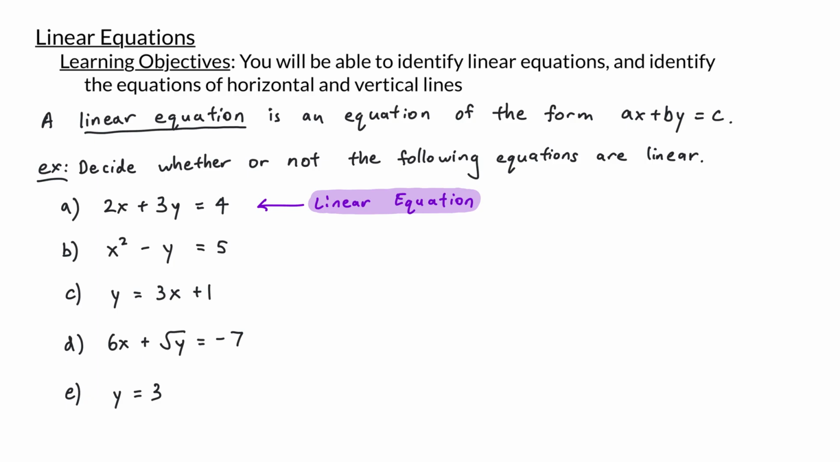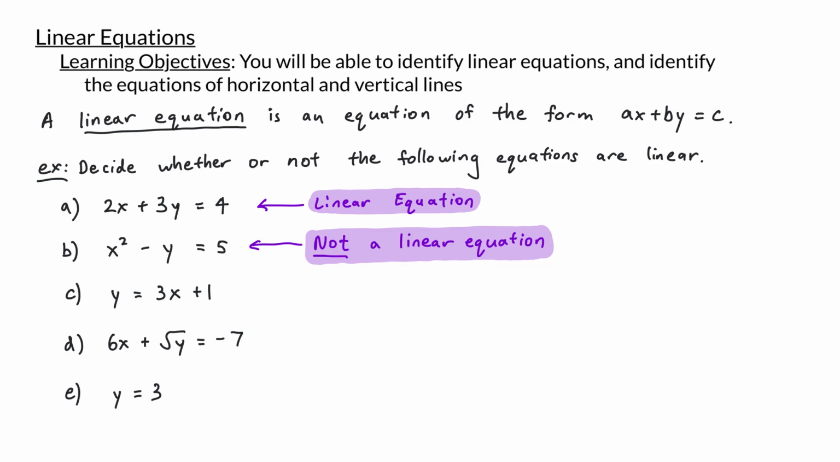In example B, we have x squared minus y equals 5. This is not a linear equation because of this square here. Remember that for a linear equation, the powers for the x's and the y's are at most 1. So whenever we see a power on an x or a y that's not 1, like this x squared here, we have a non-linear equation.